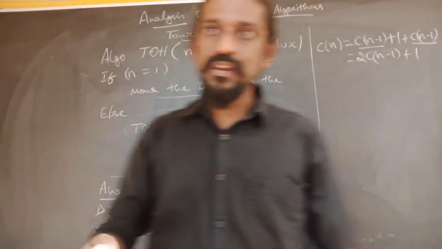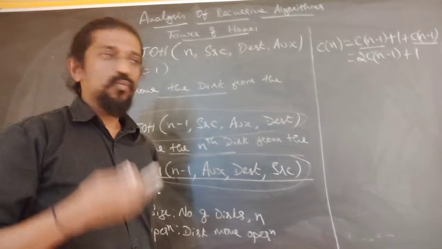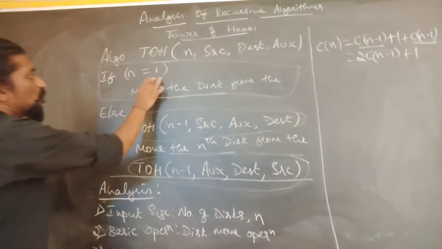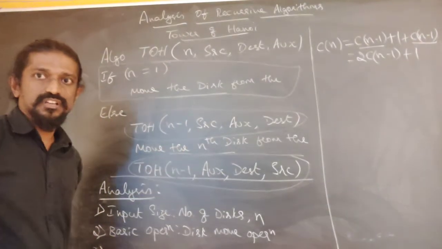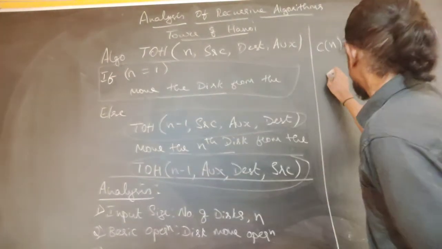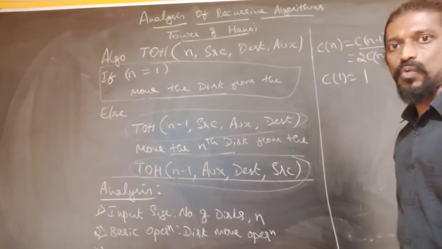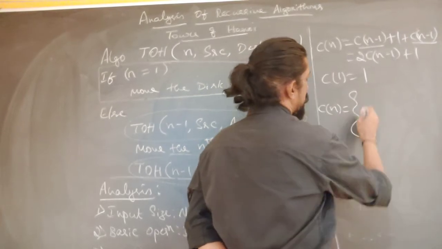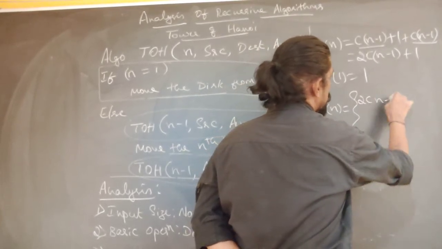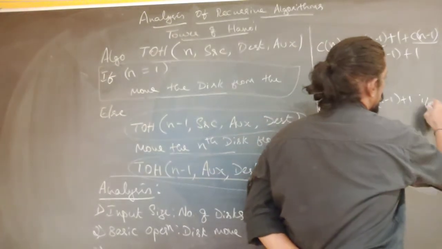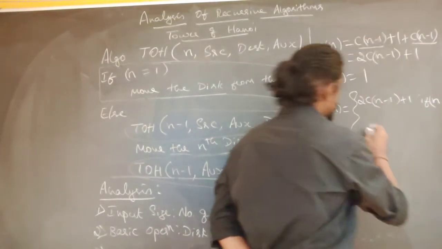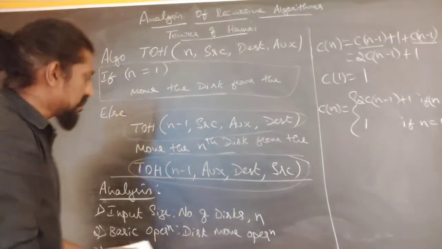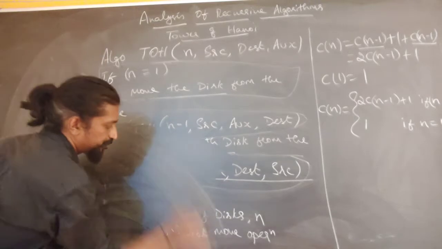So C of n, n minus 1, n minus 2, n minus 3, it has to stop somewhere. Where does it stop? To know that terminating condition, we can see this. If n is equal to 1, then the disk will be moved directly from the source to the destination. Only one disk move operation will be performed. Therefore, C of 1 is equal to 1. So we can write the recurrence relation in this fashion: 2C of n minus 1 plus 1 if n is greater than 1, and 1 if n is equal to 1. That is the recurrence that we need to solve.